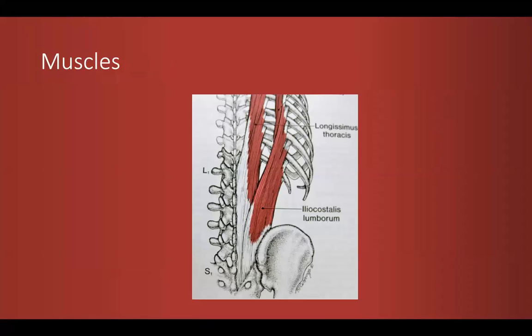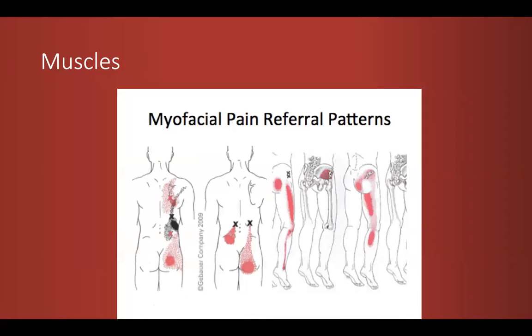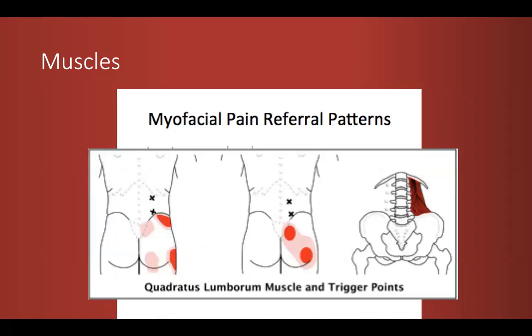We've got a wide variety of muscles. We've got the paravertebral muscles. Then they can cause a variety of pain patterns, including the gluteal muscles and the piriformis muscles and the quadratus lumborum, just as a few examples.